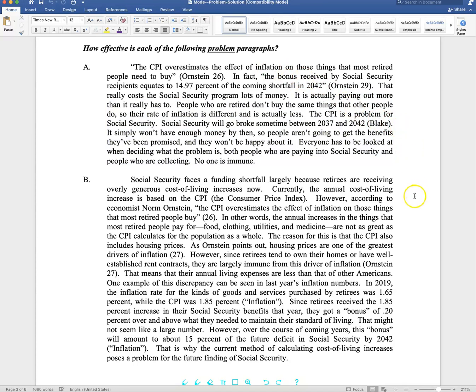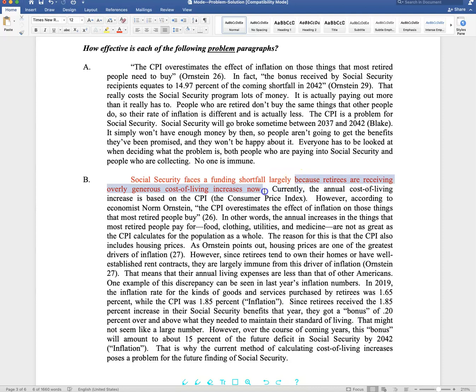B, however, is a very effective problem paragraph. So first of all, it starts with a very good topic sentence, and I'm going to put that in red. And it makes it very clear which aspect of the problem it's going to cover, and it makes it very clear that it's talking about one of the problems, because it talks about Social Security facing a funding shortfall, which is the problem this whole essay is addressing. So by introducing that, we know we're going to talk about that as a problem.